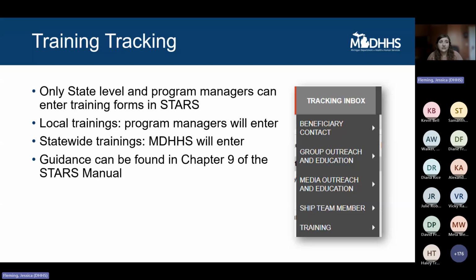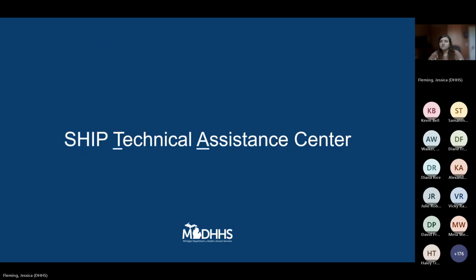Guidance can be found in Chapter 9 of the STARS manual regarding the training form, or there is a printable form available in the SHIP TA Center as well. So if you wanted to use that internally within your agencies for tracking, that is available as well.